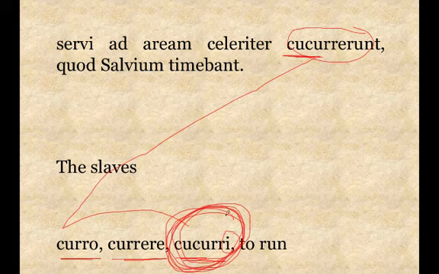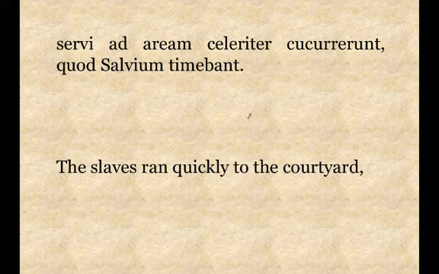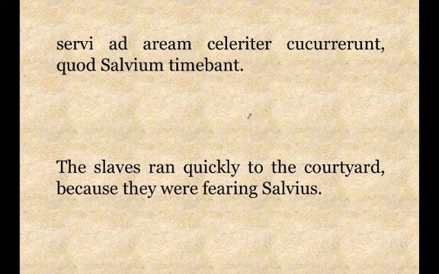So the slaves ran. The slaves ran quickly. You could put this adverb anywhere. You could say the slaves quickly ran. You could put that practically anywhere. The slaves quickly ran to the courtyard. Why? Because they were fearing Salvius. That's why. We've learned already that Salvius is just a nasty man, and they're rightly afraid of him.